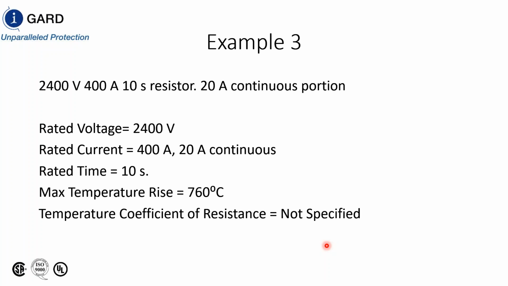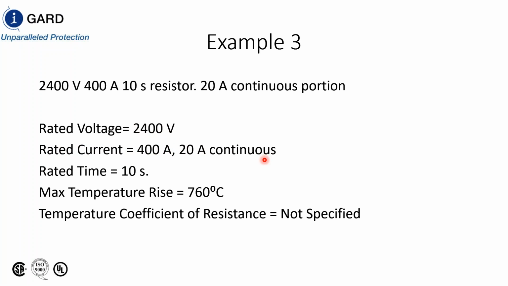This is due to the differences in pitches of the generators, or if you have a generator in parallel with a transformer, because you have dissimilar pitches, you're going to get circulating currents, and that circulating current is going to be the continuous current portion of the resistor. So we know the rated voltage is 2400 volts, rated current is 400 amps, 20 amp continuous.